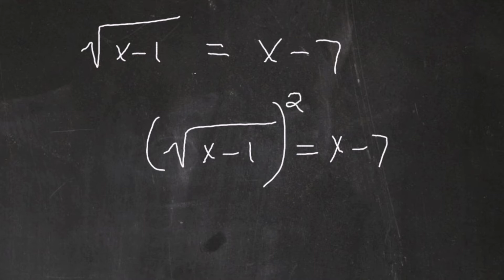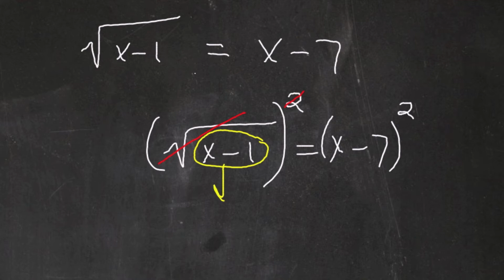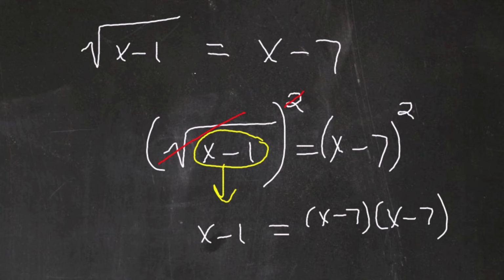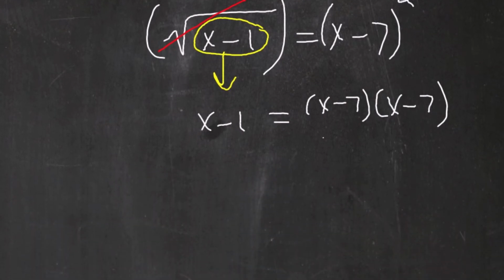Whatever I do to one side, we do to the other side. So I have to take the whole right side and raise it to a power of 2 as well. This power of 2 would cancel out with the square root, and we'll be left with whatever is inside the radical. So we would have x minus 1 equals x minus 7 squared. That means I have to do x minus 7 times x minus 7. So we have to FOIL here.